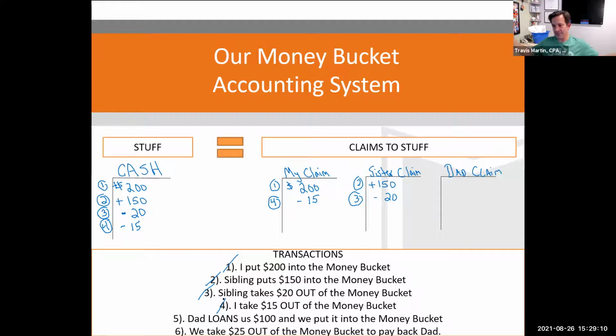So now Dad comes along. Dad says, hey, here's $100. Throw it in the money bucket, pay me back as you can, no interest, because I'm a good dad. So our money bucket goes up by 100, and now Dad has a claim. So money's coming in, money's going out. It's pandemonium around the money bucket on Friday nights. People grabbing the cash to go out the door.